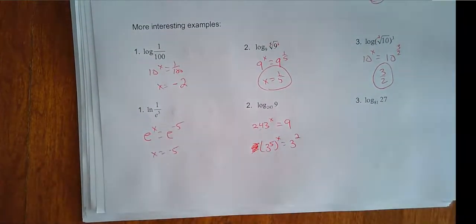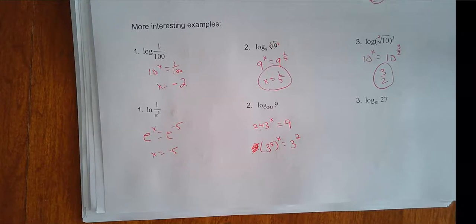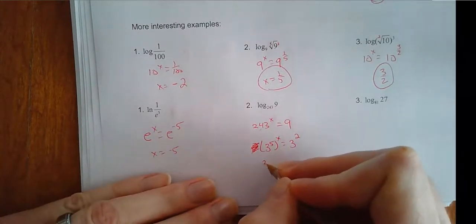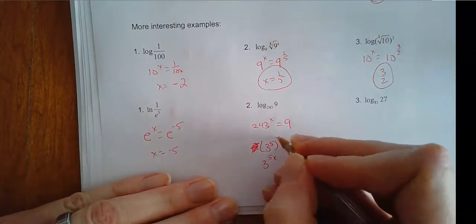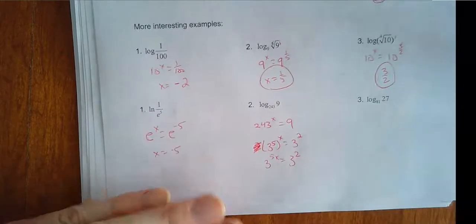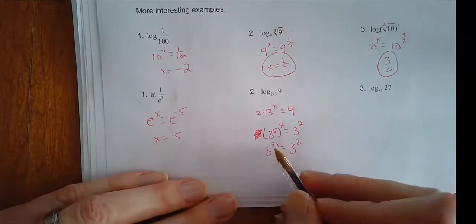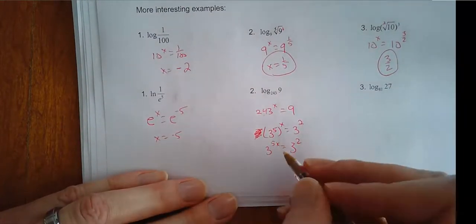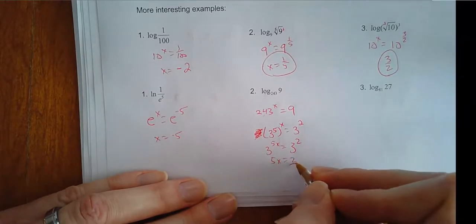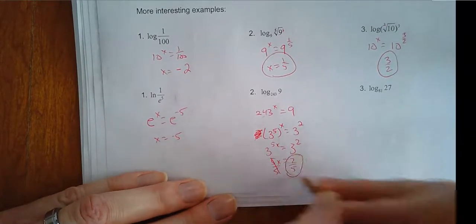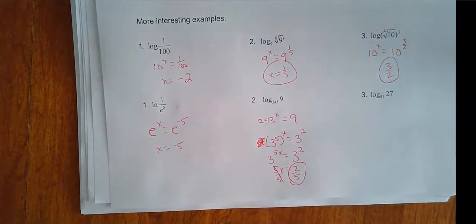And you can do that by guessing and checking. Just take 3 times 3 times 3, and keep multiplying by 3 until you get 243, and oh, it took 5 times. So this would be 3 to the 5x, because power to power means multiply, equals 3 squared. Well, if the bases match, what do I multiply 5x by to get 2? So 5x equals 2, divide by 5, so x by itself is 2/5. So take 243 to the 2/5 power and you'll get 9.